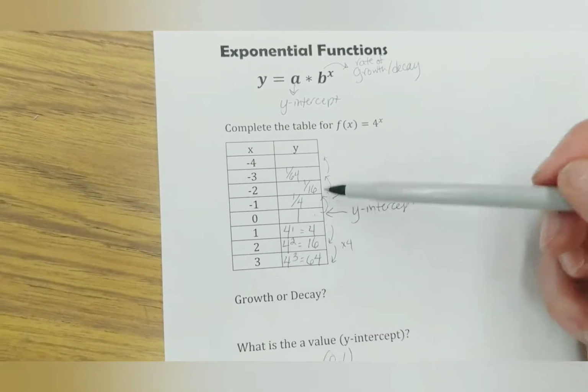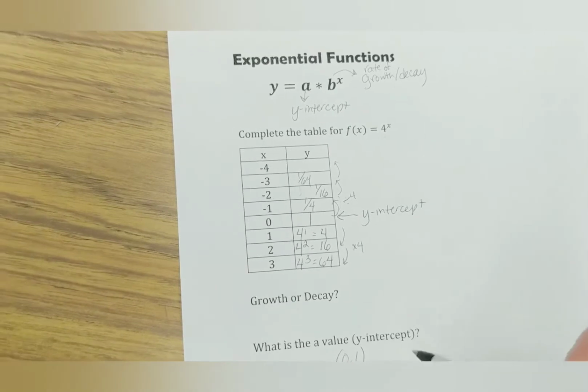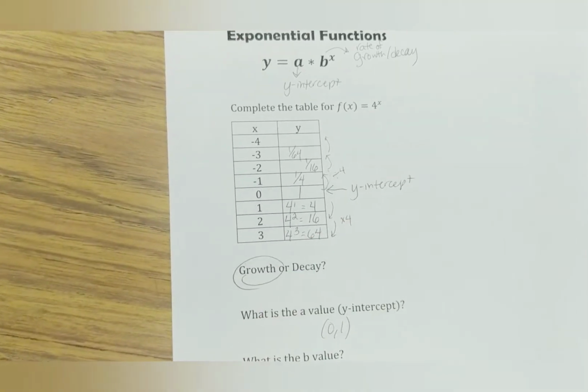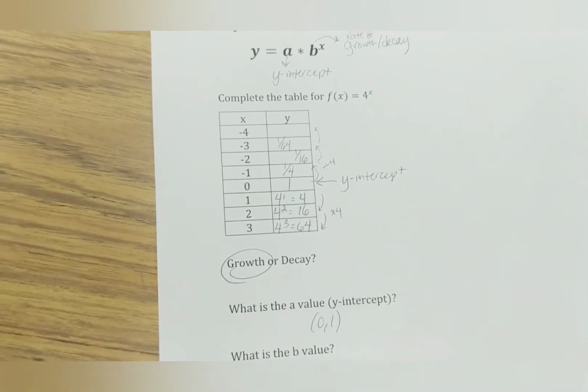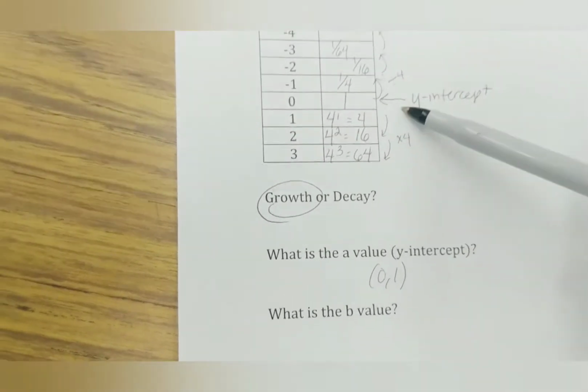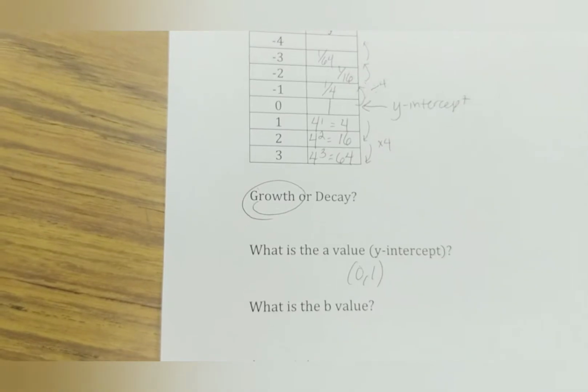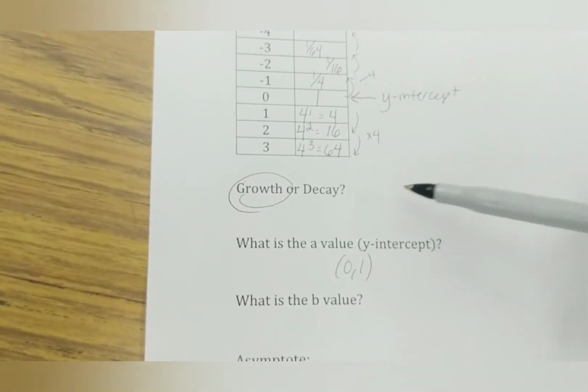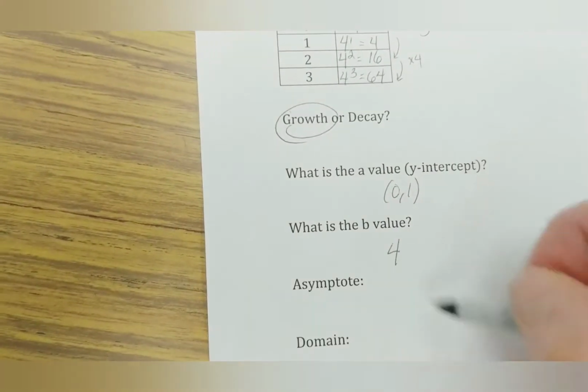So as the x values increase, the y values are increasing. Therefore, this shows growth. The b value, your rate of growth, is going to be that number that you're multiplying by over and over to get to the next value. So the b value here is 4.